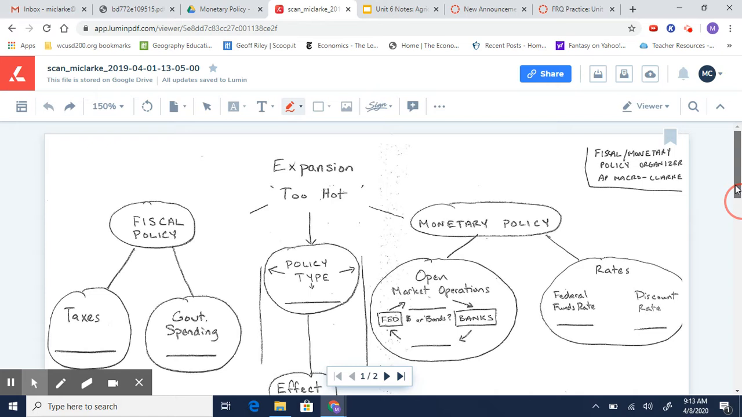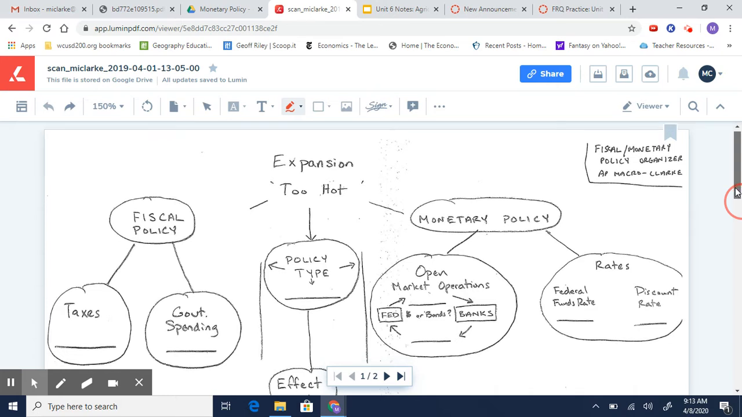And what we're going to look at here are some of the characteristics of monetary policy and fiscal policy, and then how the government or Federal Reserve uses them, either when times are too tough in recessions or when the economy is running too hot in expansions. All right, so we're going to start with expansions. I'm going to be doing a little editing. Feel free to take any notes that you'd like.